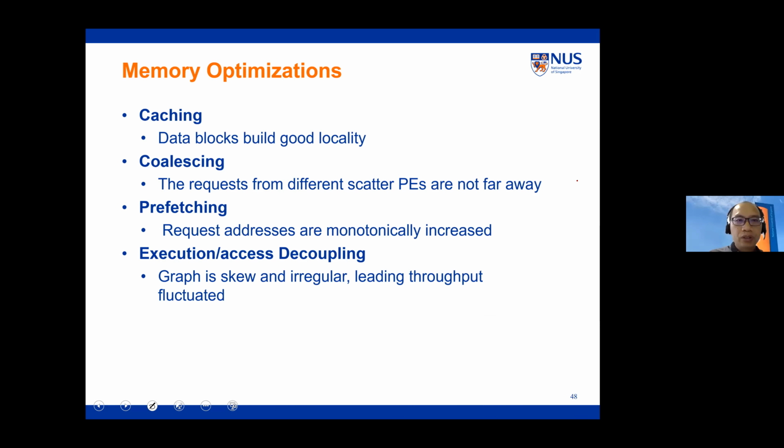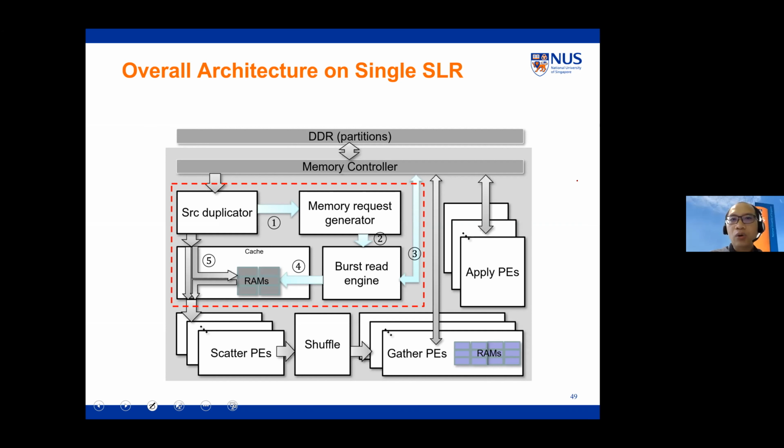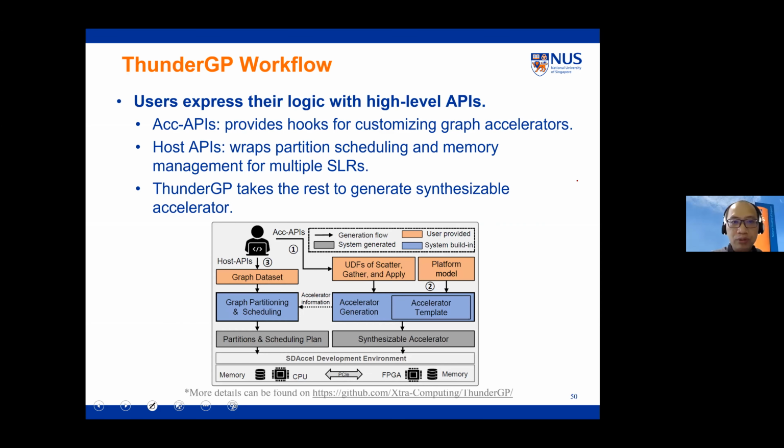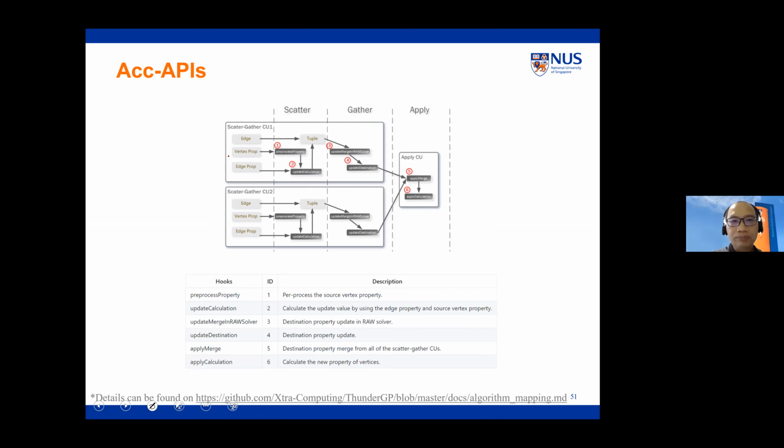In the end, we have come up with the overall architecture. We have built everything on the FPGA, on actual hardware, and we also have some automation here. Due to time constraints, I won't go into detail, but the basic idea is that we allow the user to define the API of the graph accelerator, like Vertex, Edge, and so on, and some host API, and then the later part is automated: we generate these synthesizable accelerators. So I will skip that.